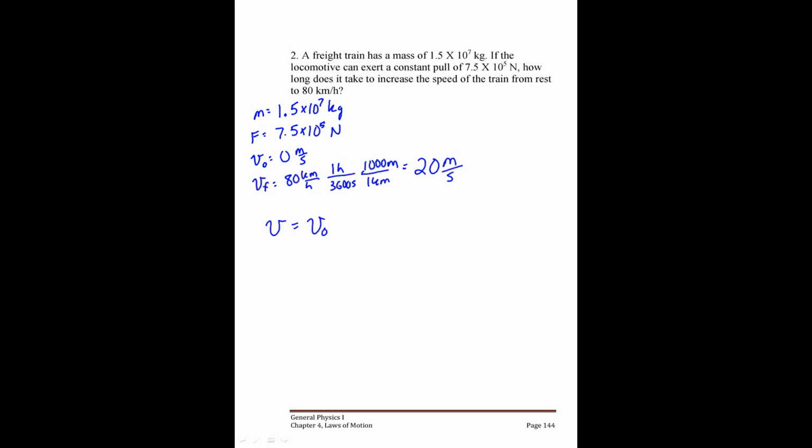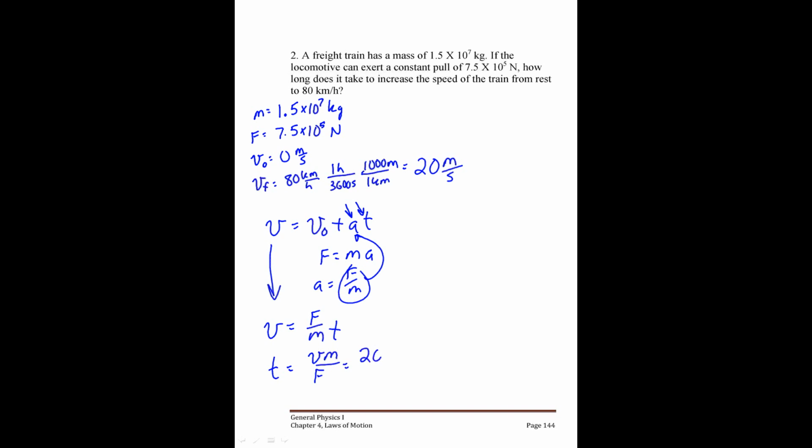Well, from our equations for kinematics, we know that V is equal to V naught plus at. Here, I don't know time, which I want to know. I also don't know acceleration. However, I know that F equals ma, so I can say that a equals F over m. I can plug that in for the acceleration, and so I get V equals V naught, which is 0, plus F over m times t. And then if I solve that for t, that is Vm over F.